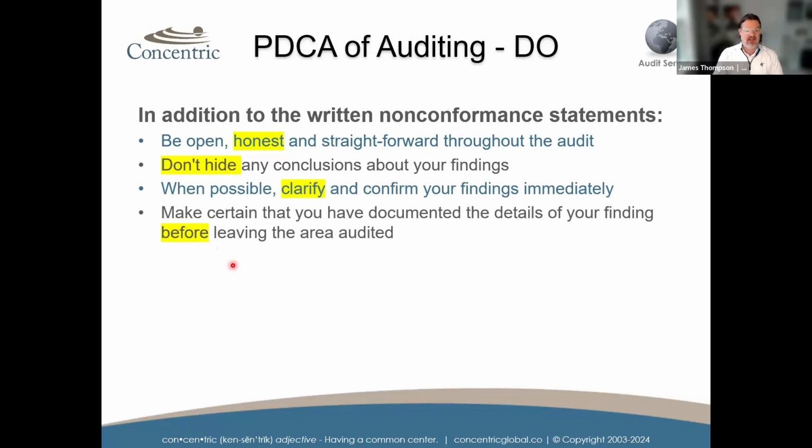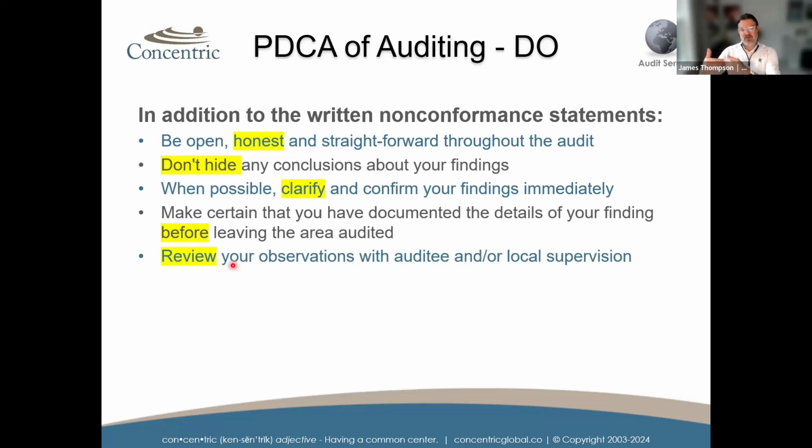But the idea is make sure you document what was the part number, what was the lot number, what was the tool number, who did you talk to, just as much of the facts that you can get documented before you leave the area as possible. Review your observations with the auditee and or local supervision. Your best ally during a closing meeting or writing an audit report is the process owner or the people in that area that also observed what you observed, so the auditee and the auditors are aligned.